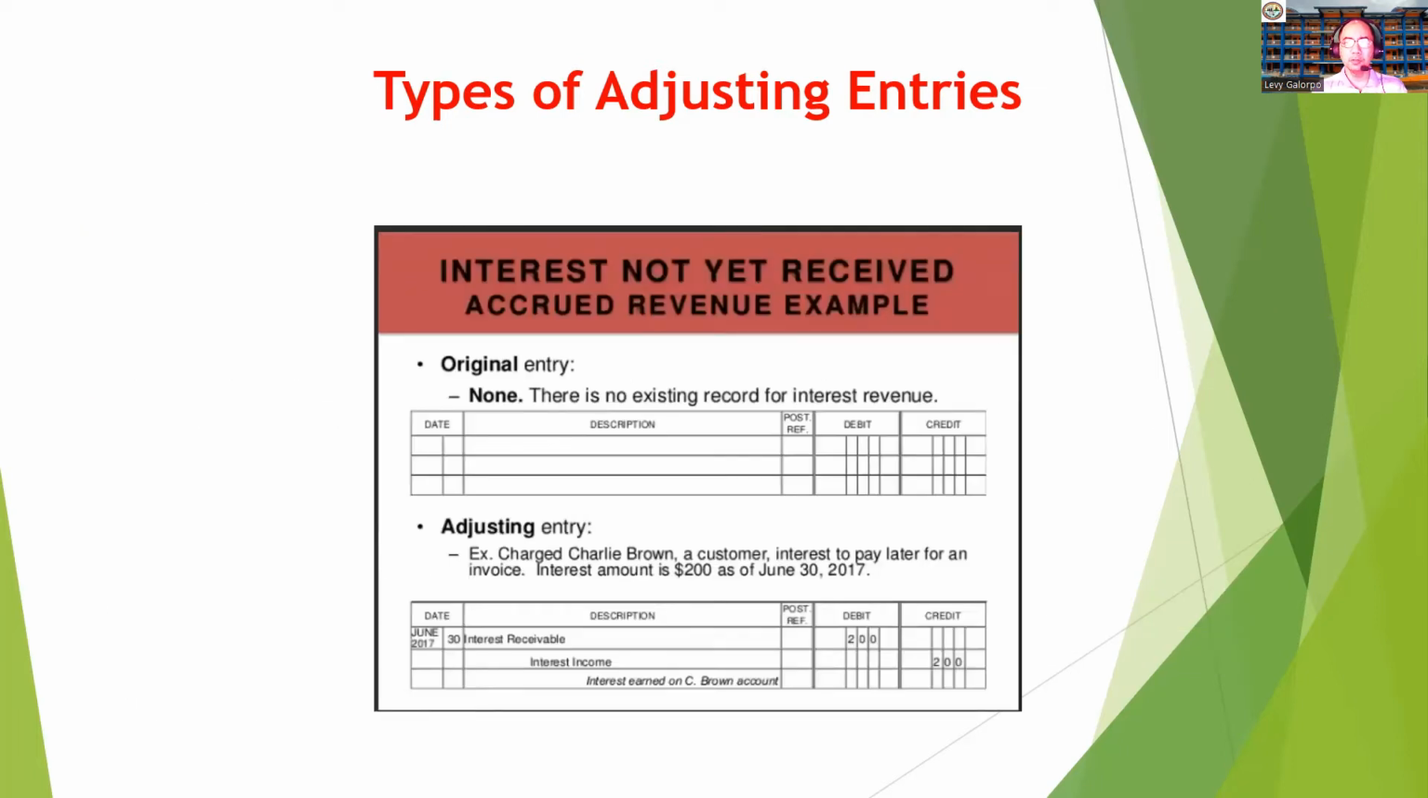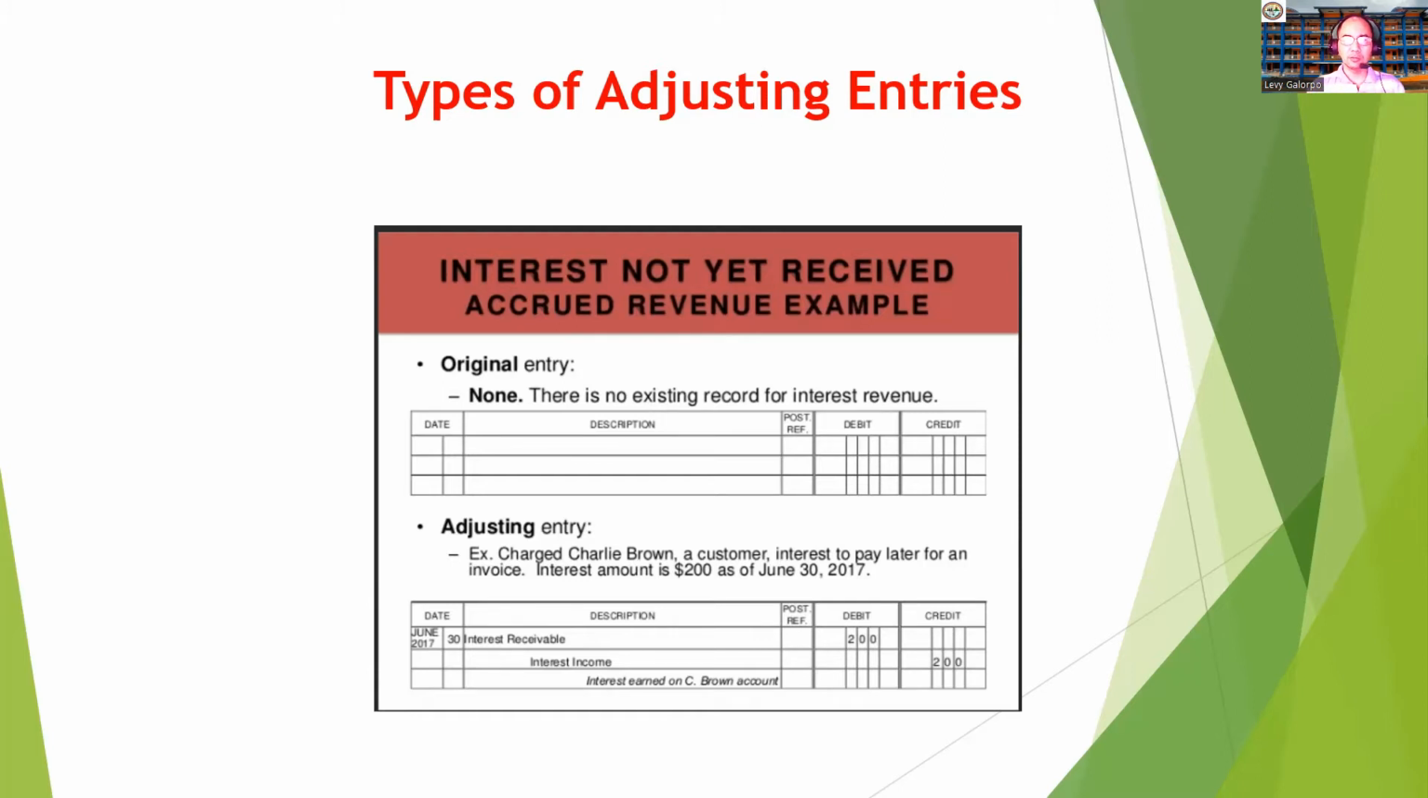So ito yung example, no? Kung walang nagawang entry originally, no, walang existing record. For example, ito sa interest. So, walang record. Pagdating ng adjusting entry, dapat i-recognize na natin yung income. Example, no? Charge Charlie Brown, a customer, interest to pay later for an invoice. Interest amount is $200 as of June 30, 2017. So, ito na yung gagawing adjusting entry. Debit interest receivable at credit interest income.